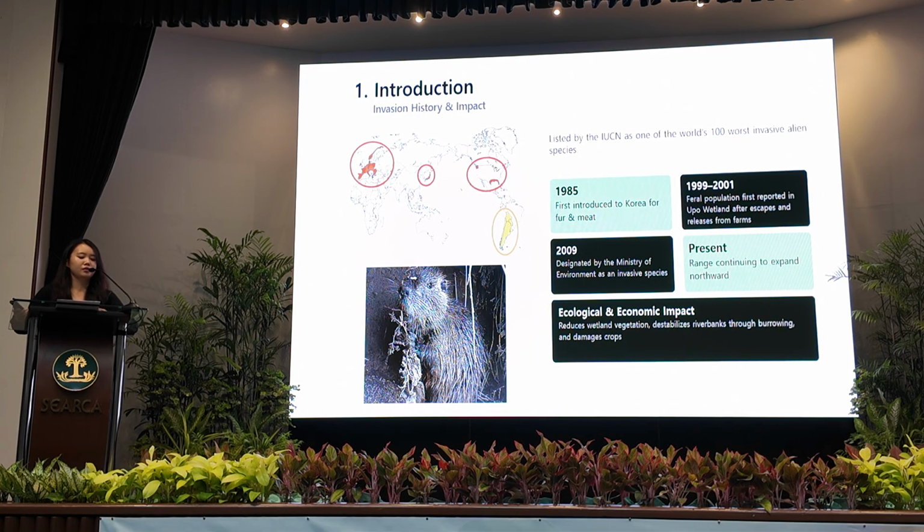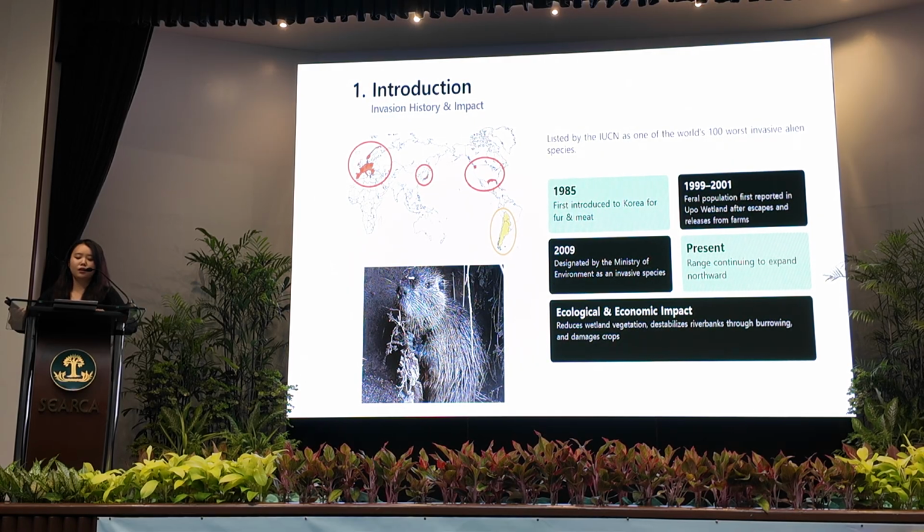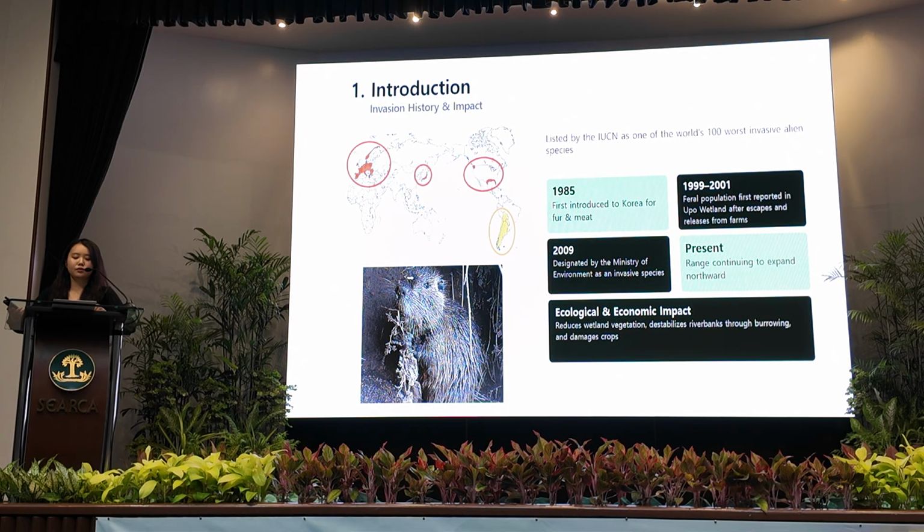In Korea, since its initial introduction in 1985 for fur and meat production, the species got released and naturalized in the wild in 1999. By 2009, the species spread widely in southern Korea, and the Ministry of Environment officially listed it as an invasive species. Its range is currently expanding to the north and causing substantial damages in the natural ecosystem.